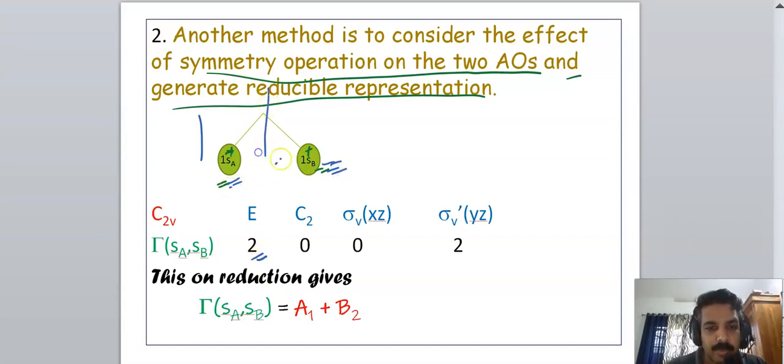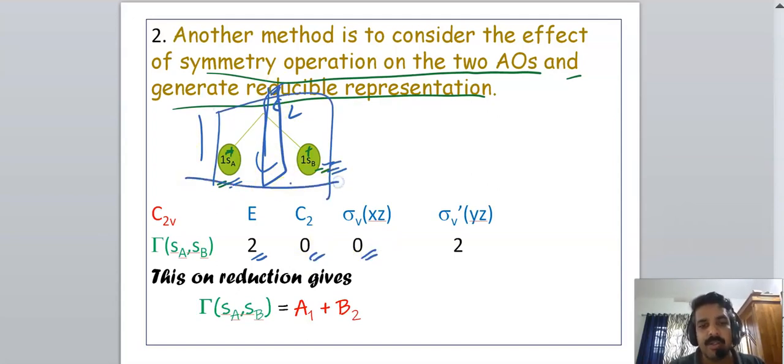During the C2 operation, both 1sA and 1sB change their position, so the character will be 0. And sigma v xz is this plane; here also the positions interchange, so no contribution. But in the case of sigma v yz, this is the molecular plane, 1sA and 1sB remain stationary, with no change in their position and no change in their sign, therefore it is 2. Okay, clear. This is the reducible representation: 2, 0, 0, 2.